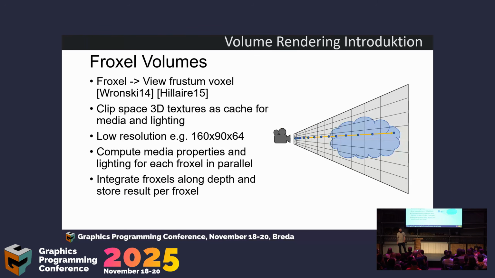Another widely used volumetric real-time technique is the froxel volume, where froxel stands for frustum voxel. It works similar to ray marching, but allows better parallelization by using clip-space aligned volume textures as a cache for media properties and lighting. We still need an integration loop, so that's the yellow line over all froxels along the depths of the frustum froxel pyramid. But it's a lot cheaper because we already pre-computed most of the data.